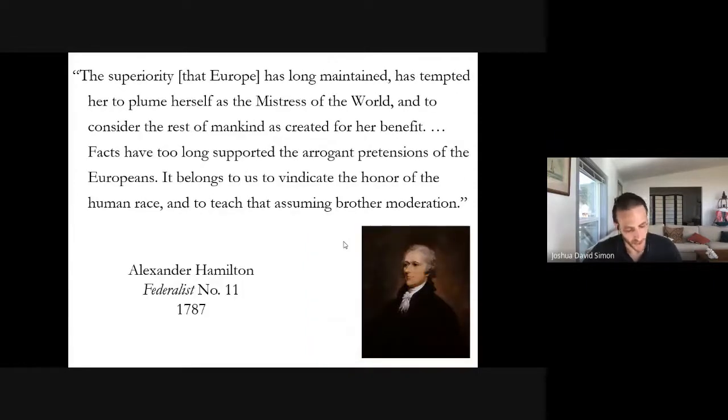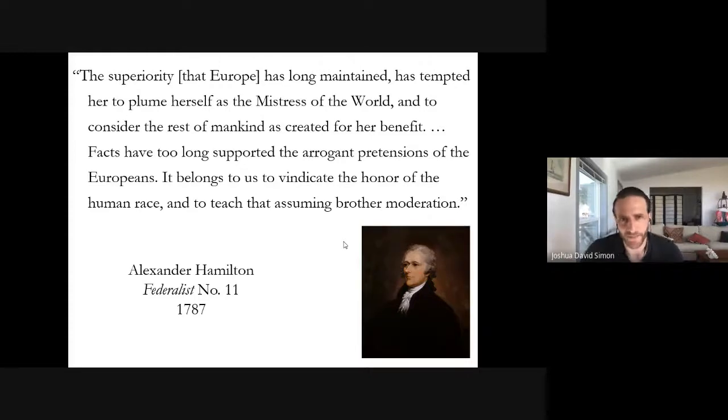Consider this passage from the closing paragraphs of Federalist number 11, written by Alexander Hamilton. There, Hamilton describes the history of the world as a history of European imperialism, describing the successive conquests of America, Asia, and Africa, and lamenting that the superiority Europe has long maintained has tempted her to plume herself as the mistress of the world and to consider the rest of mankind as created for her benefit. Facts have too long supported the arrogant pretensions of the Europeans. It belongs to us to vindicate the honor of the human race and to teach that assuming brother moderation. So, some stirring anti-imperial words here, but what exactly does Hamilton have in mind?